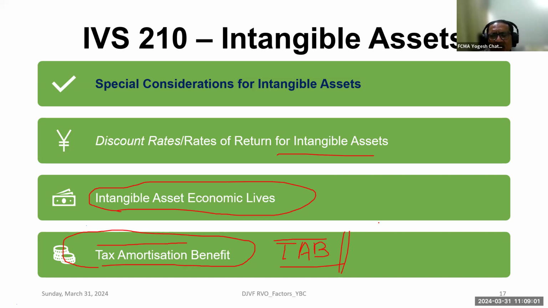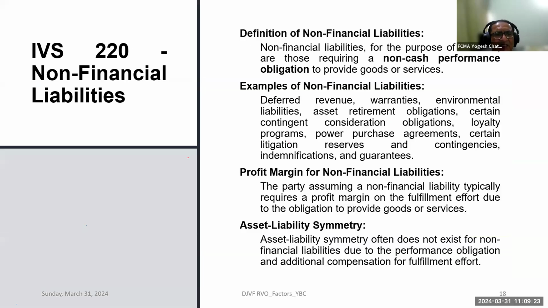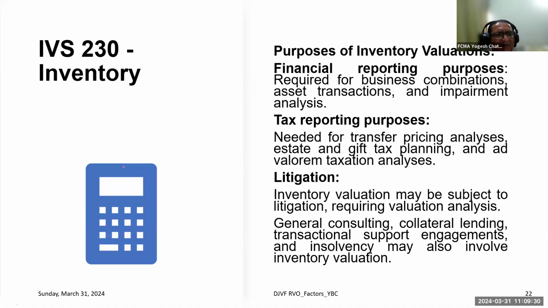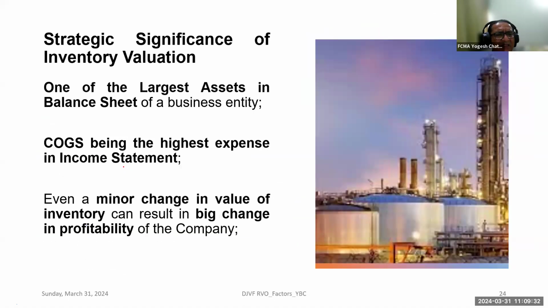Actually, for the last two years, as you all may be aware, for amortization of goodwill, the income tax benefit, the tax exemption, is not available. So we need to check that, and wherever it is applicable, we need to consider that in our evaluation. So that is a very brief detail about the tax amortization benefit. Now, non-financial liability, we will come to at the end. Inventory, we will come to at the end if time is there.